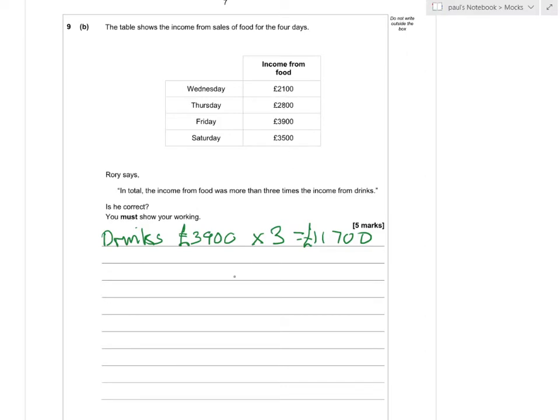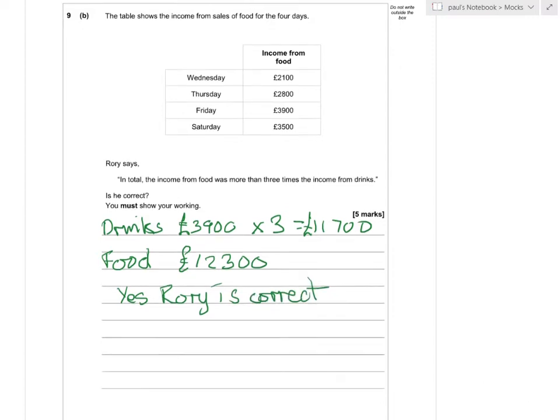So let's add this lot up. So this is food, which is 2,100 plus 2,800 plus 3,900 plus 3,500 equals. So the food is 12,300. Yes, the food is more than 3 times. And Rory, yes, Rory is correct. Well done, Rory.